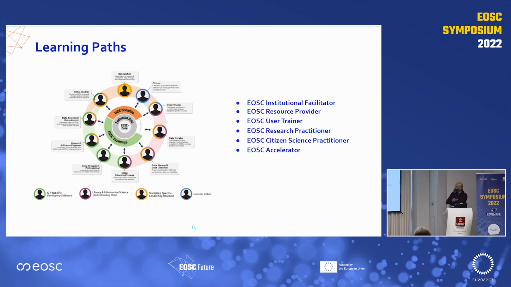So institutional facilitators, resource providers, user trainers, meaning a user of EOSC to train them, research practitioners, citizen science practitioners, and accelerators. Accelerators meaning those that can actually catalyze, I guess, the use of EOSC more and more, and that's something that we identify. So as I say, this is just a first pass, but we're going to develop it further, and we would love to know if there are any other specific ones that we should be targeting. Indeed, just the other day, someone asked about commercial entities and companies. Maybe that should be another learning path as well that we can add to here.